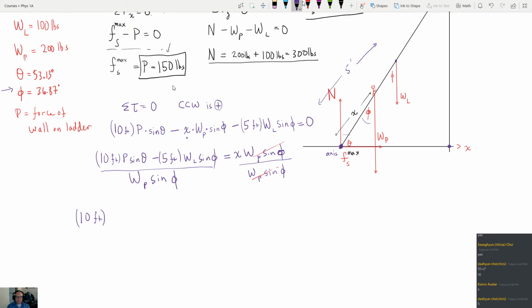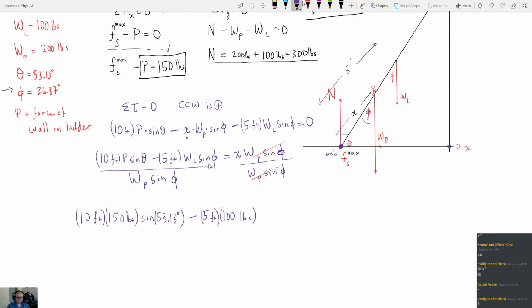times P sine theta. We found P was 150 pounds in part A. And we're doing this times the sine of theta. If you look up to the left up here, I think theta was 53.13. It's the bigger angle. And then minus 5 feet. Now, I don't know if when you all are doing your homework you're writing these units on everything, but you probably should. I'm going to keep doing it.